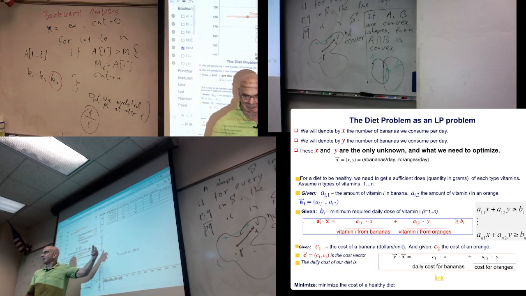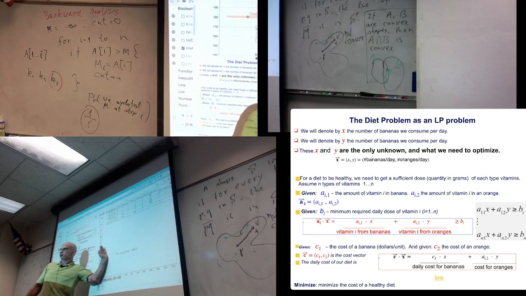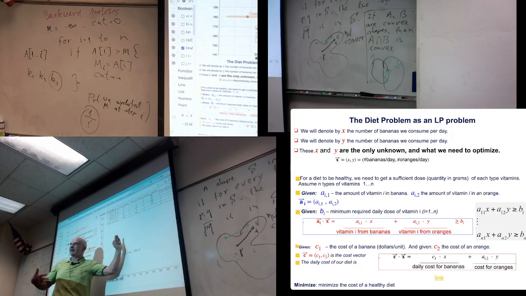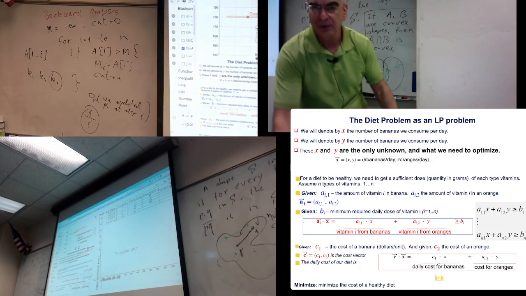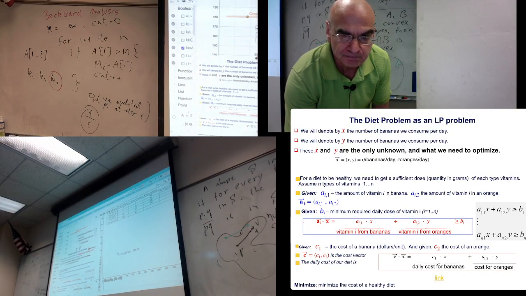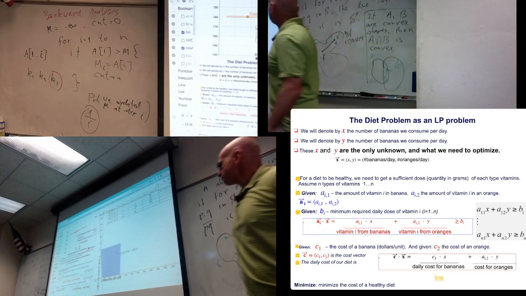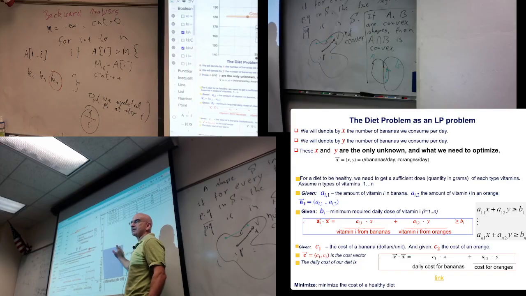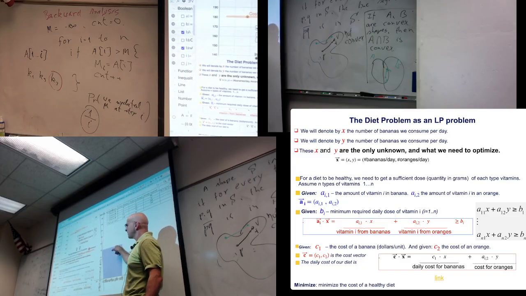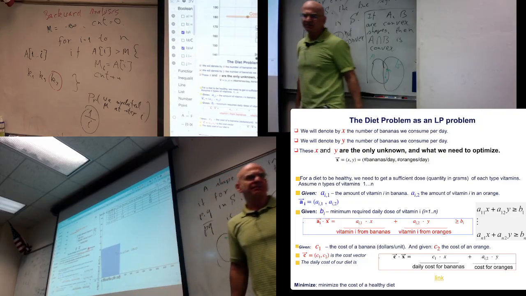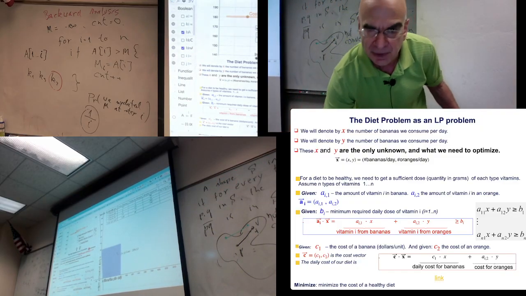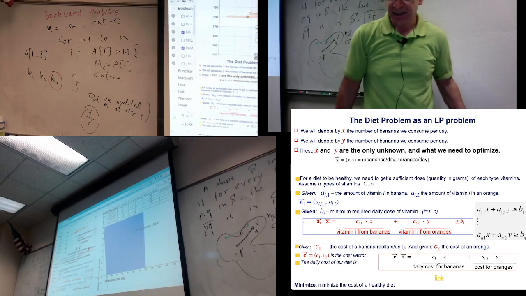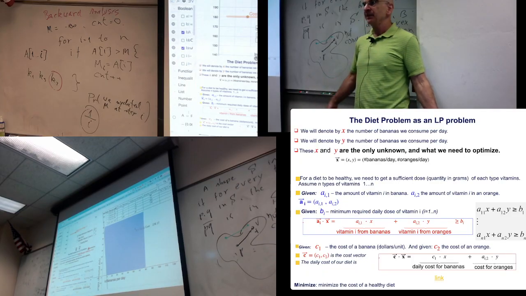Where do you have diets that are healthy in terms of vitamin A? Every point to the right side of this line, you're getting as much vitamin A as you need. And by the way, I decided that eating 80 oranges per day is too much, so I cut it just for visualization. But that's essentially all the points where vitamin A is satisfied.